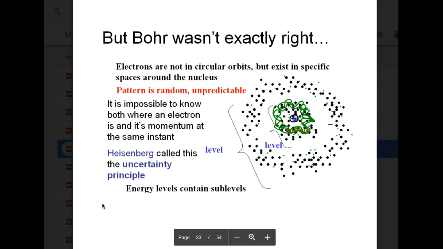Heisenberg proposed that Bohr wasn't exactly right, that the electrons were moving in a wave pattern, and he called that the uncertainty principle. He basically said that you can't tell the momentum and the location of an electron simultaneously because electrons move in such random patterns that we can do one or the other at a time. He also changed the name of an orbital to a level, but we're still going to use orbital, level, and shell interchangeably.